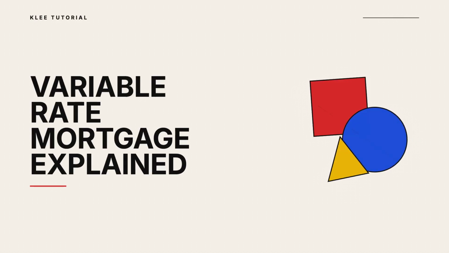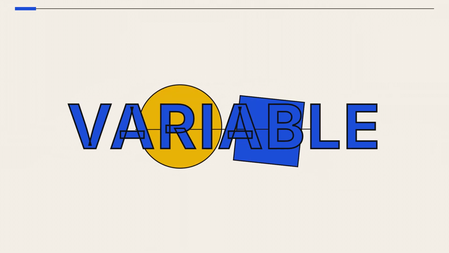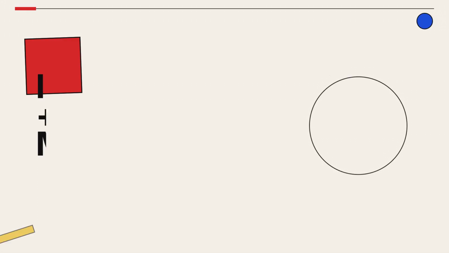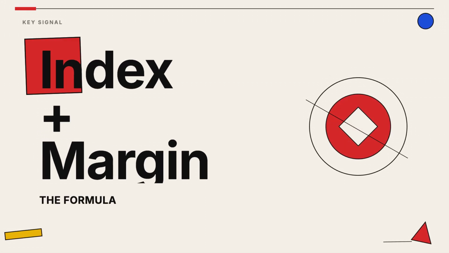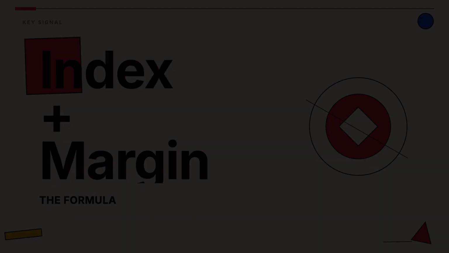A variable rate mortgage is a home loan where the interest rate can change over time based on market conditions. Unlike a fixed rate loan, where your payment stays the same for 30 years, a variable rate mortgage adjusts periodically. Your rate is calculated by adding a lender's margin to a fluctuating market index, which dictates your interest cost.